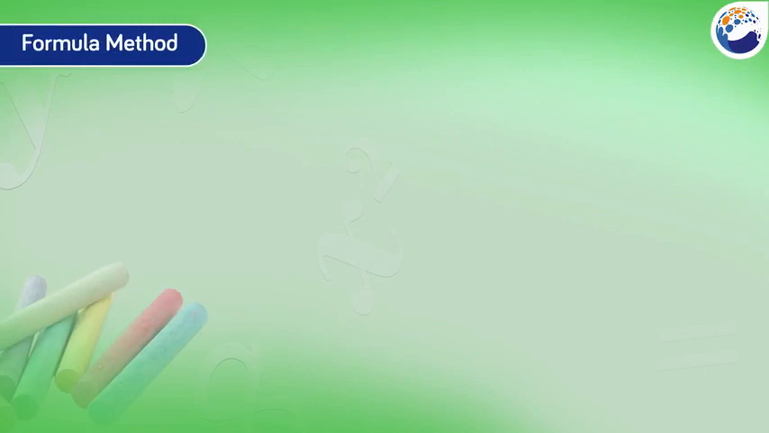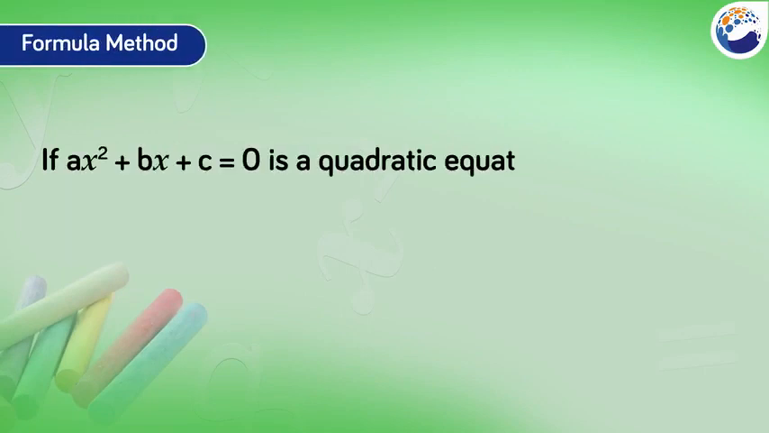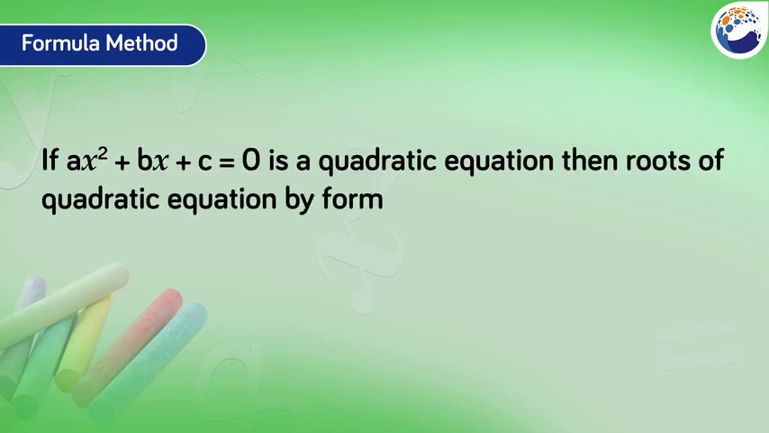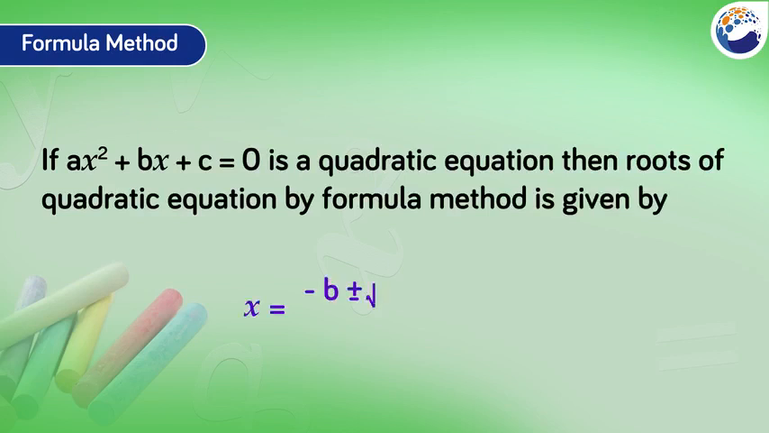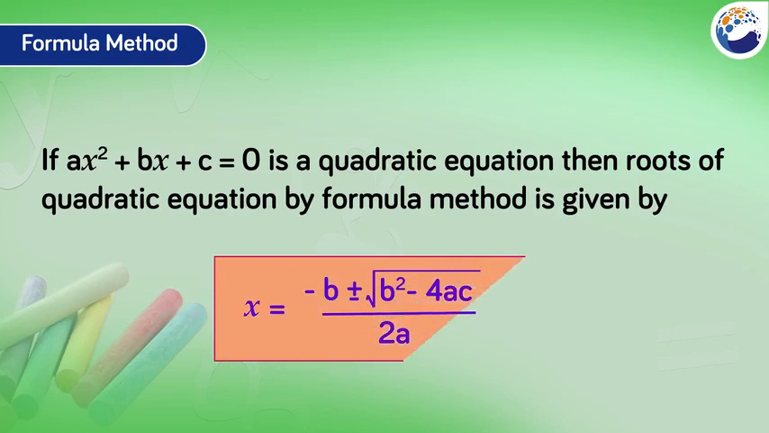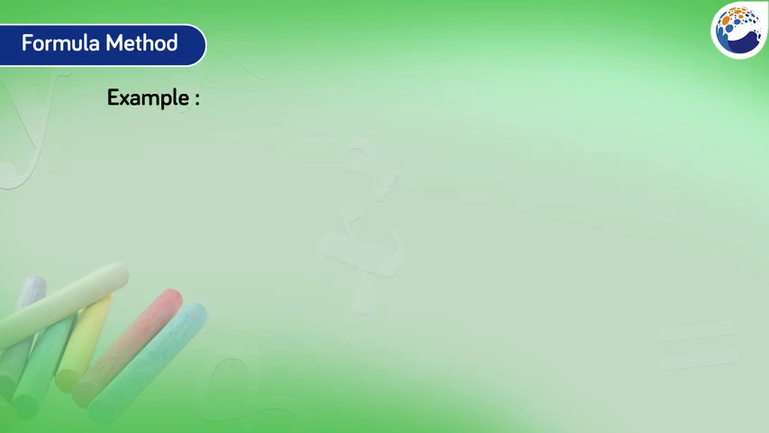Formula method. If ax² + bx + c = 0 is a quadratic equation, then the roots of the quadratic equation by the formula method are given by x = (-b ± √(b² - 4ac)) / 2a. Example: x² + 6x + 8 = 0.